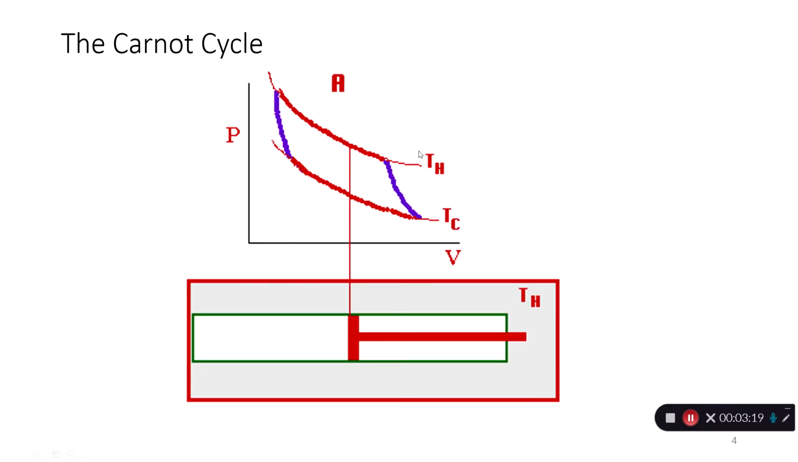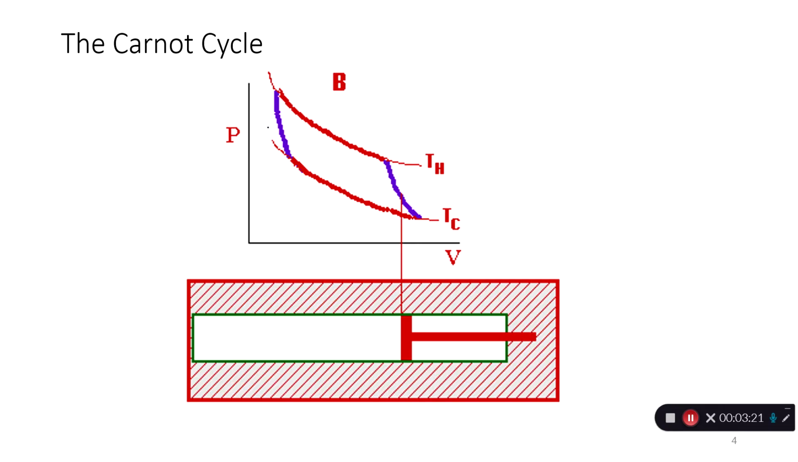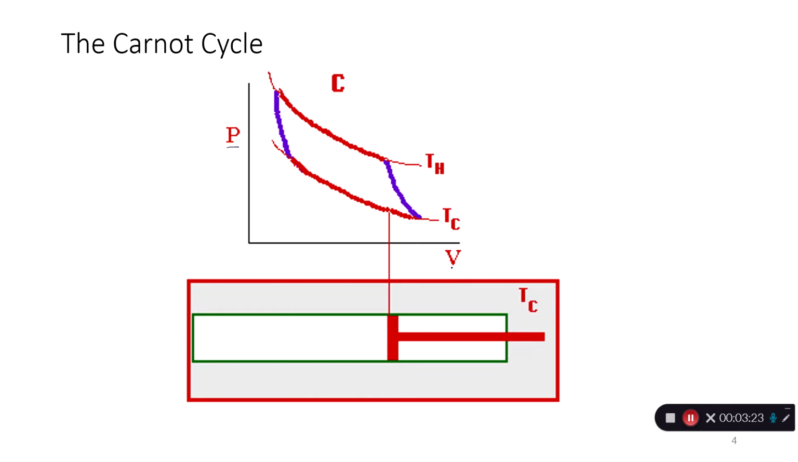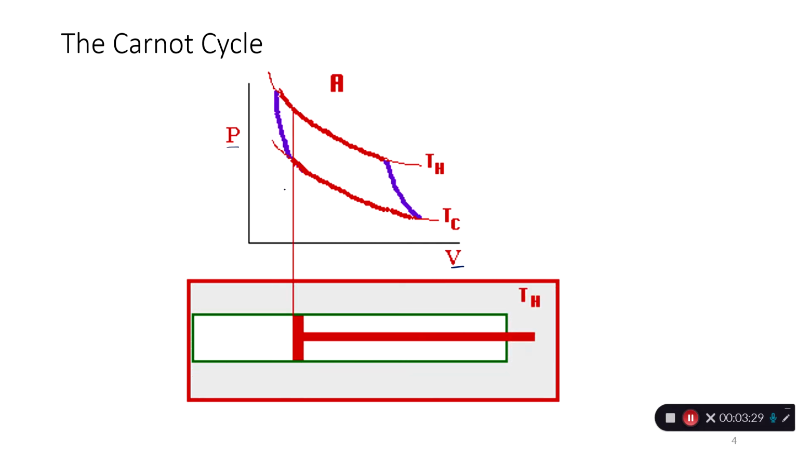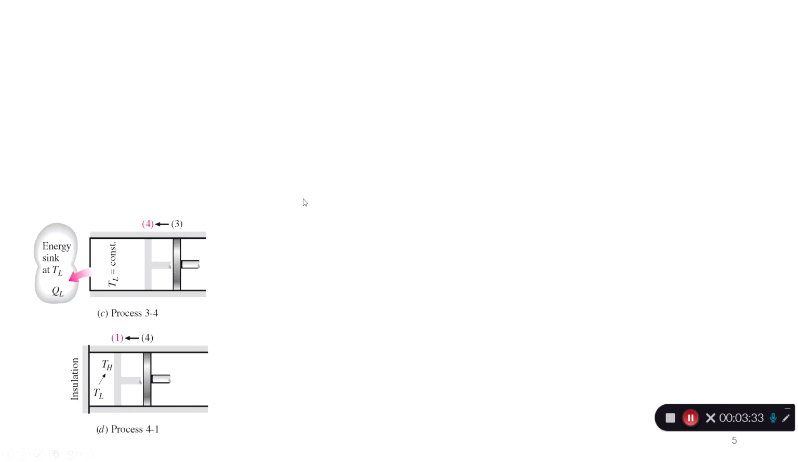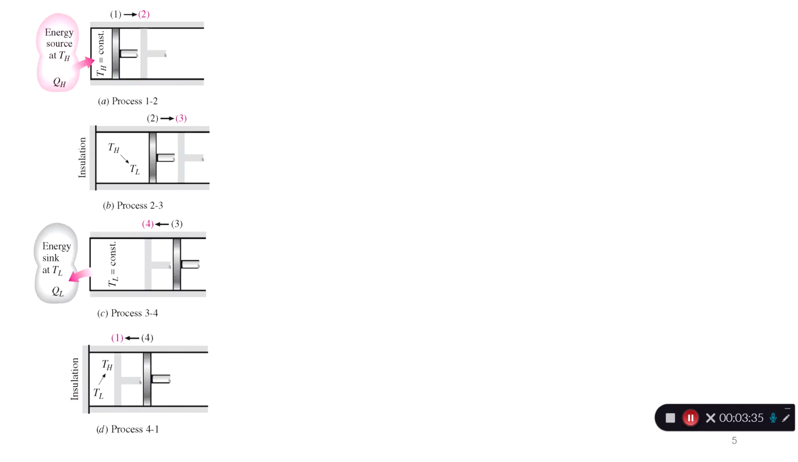Okay, this is what we aim to produce. We're going to see the process on a PV diagram against all 4 stages of the process. Okay, so I will sketch this as we go with the explanation. Alright, so there are 4 stages. So the first one is isothermal expansion.